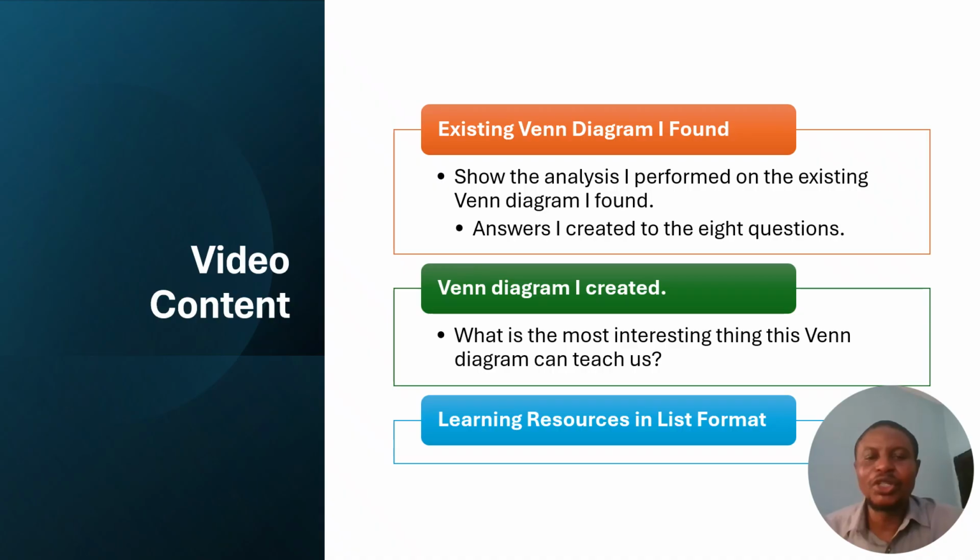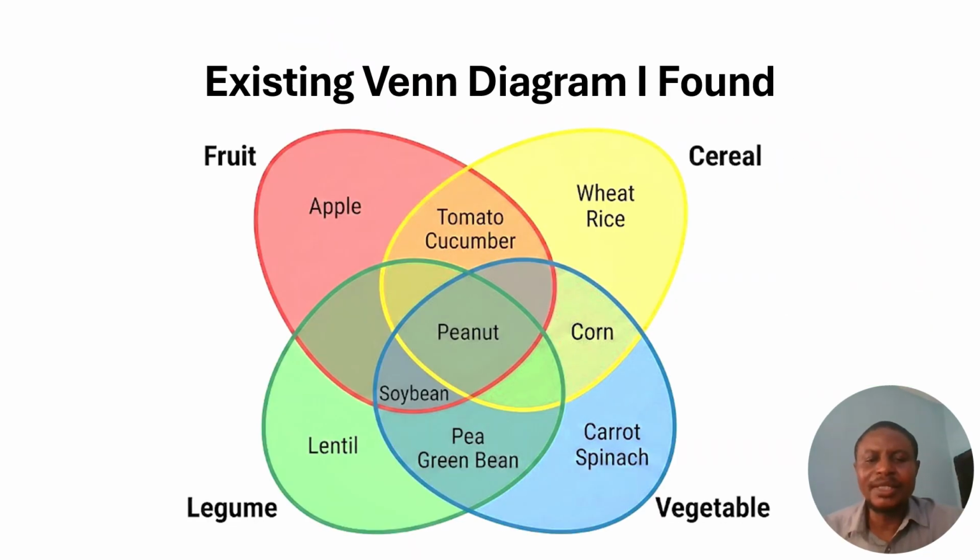I am going to be showing you the existing Venn diagram I found, the analysis I did, and my answers to the questions. I will also show you the Venn diagram I created, what is most interesting in the Venn diagram I created, and then the three learning resources that I have found that will help me to understand set operations and logic joins. This is the existing Venn diagram I found.